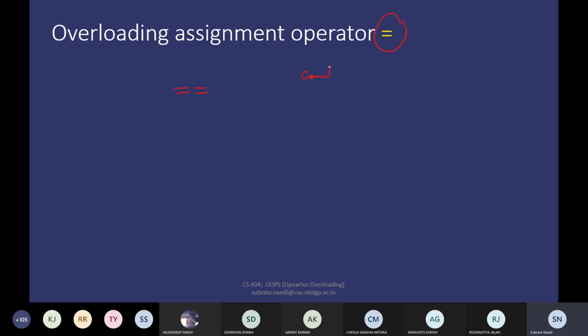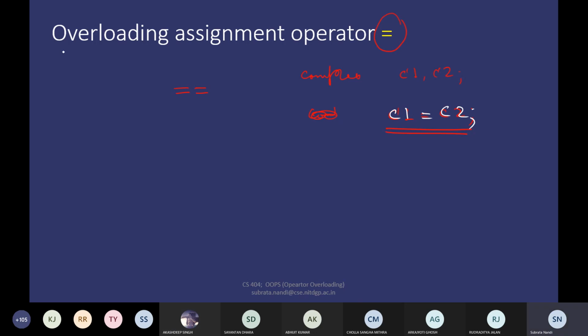So when I write complex C1, C2, and I would like to write say C1 assign C2, what does it mean? C2 is assigned to C1. So this is C2 is assigned to C1.